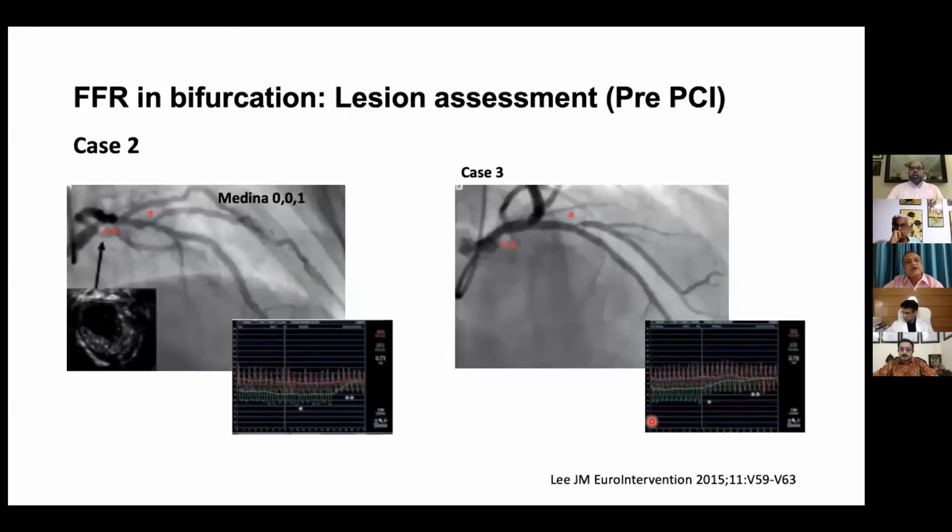This is another case where you can find there is a side branch lesion. It appeared to be a 001 on the angiogram. But if you look here, the FFR was 0.73. And there was some lesion in the left main, which was imaged with IVUS. Because it looked very critical, it was fixed. Once it was fixed, the side branch lesion still appeared significant, but the FFR was 0.76, and this was a 001 Medina, so it was left on medical management.